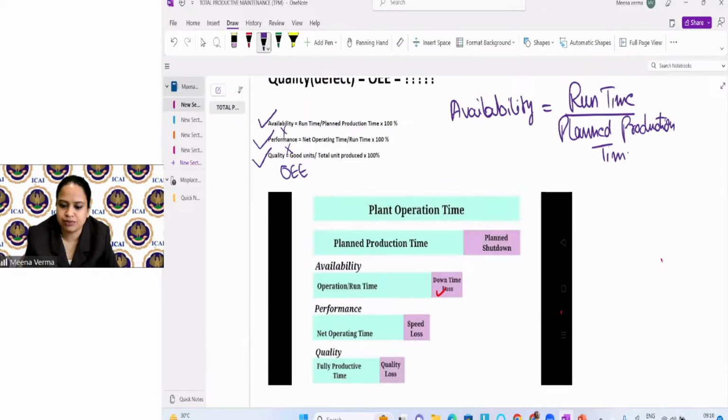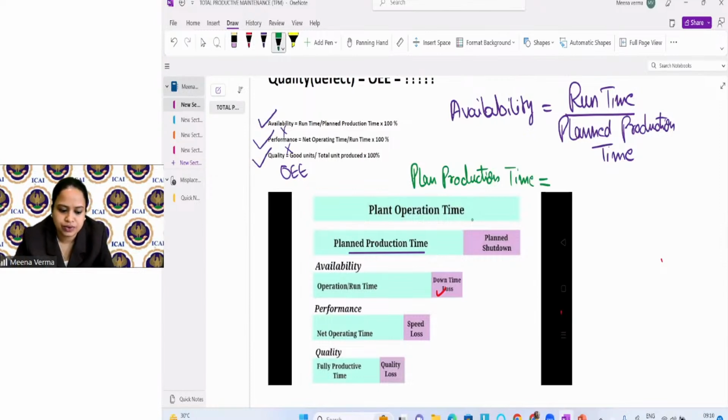Planned production time, right? So you can see what is your planned production time. In some questions, you will see that you need to find the planned production time. So always remember that planned production time is actually the sum of run time or production time plus downtime.